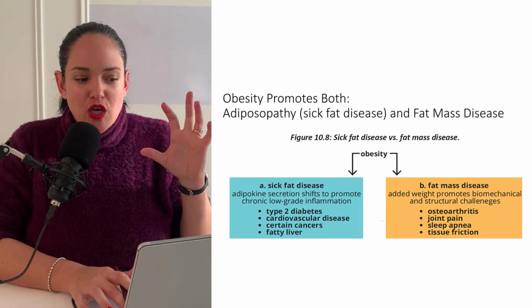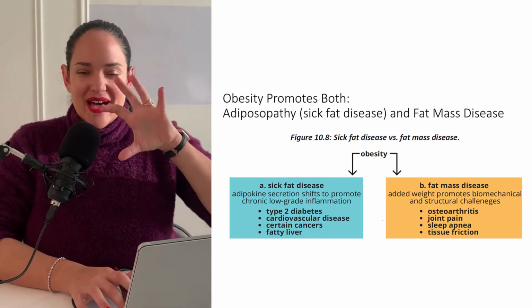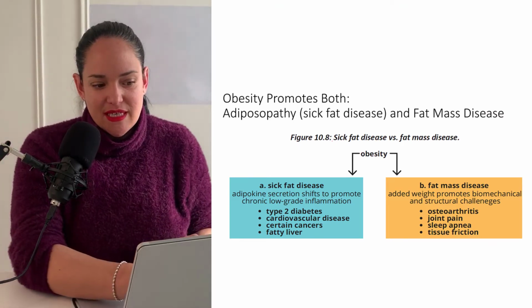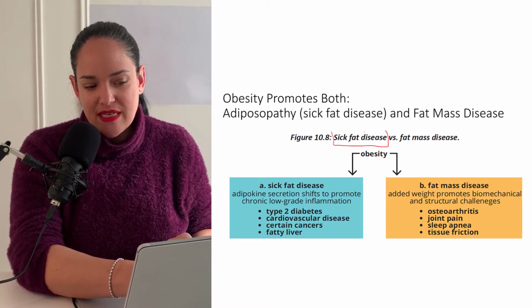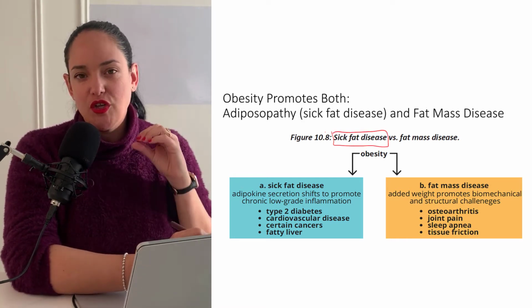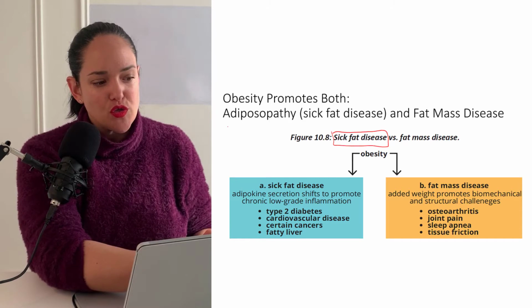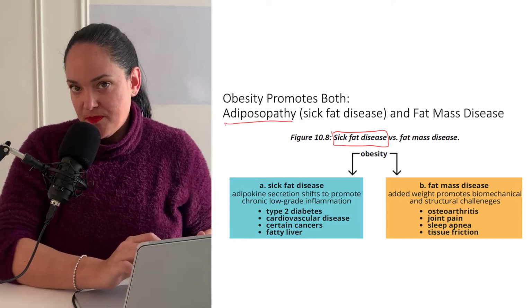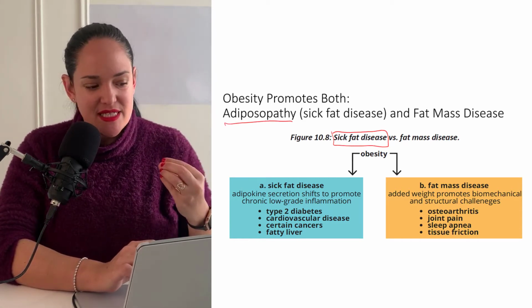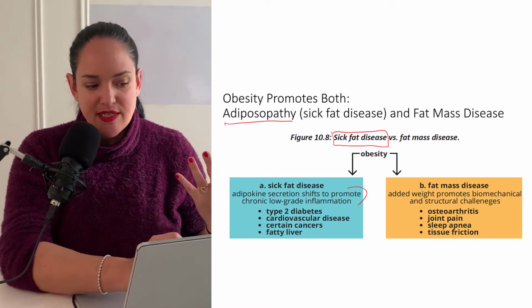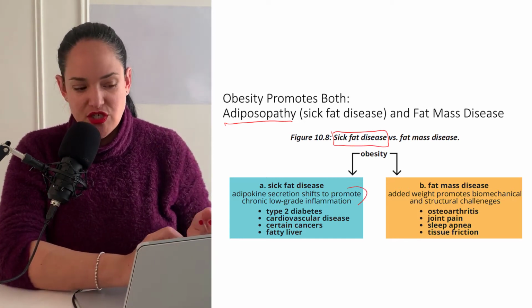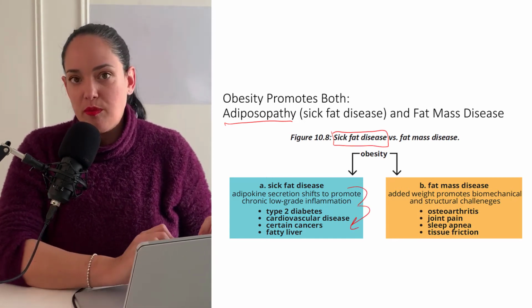Okay, so now that we know that what I just talked about is a classification of obesity and its effect on the body as something called sick fat disease, also known as adiposopathy. Okay, so sick fat disease, this is when adipokine secretion shifts to promote inflammation and we have all these comorbidities.